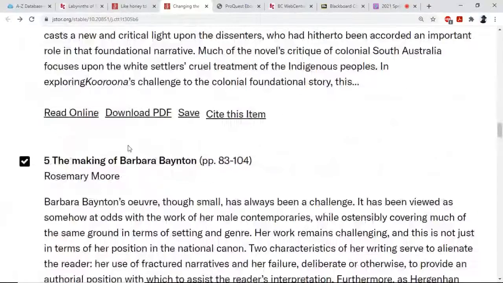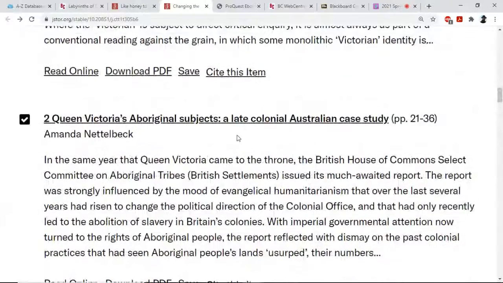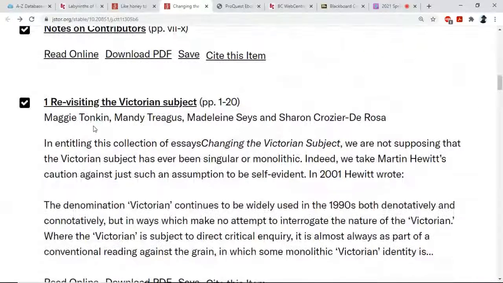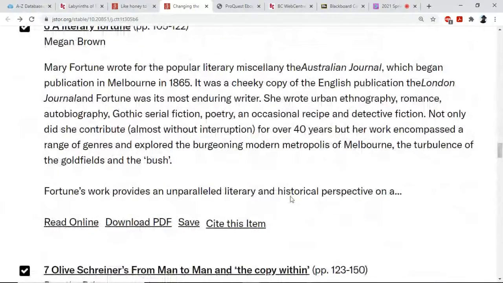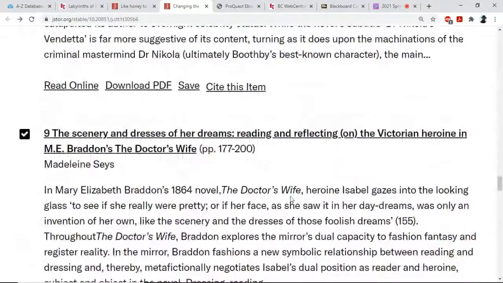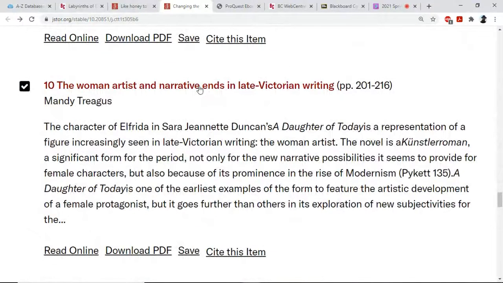So the next step then, if there's no index and it's an anthology like this, so we've already ascertained that Rossetti isn't mentioned in any of the titles, but we had one possibility, right? Which one was it? The Woman and Artist, a Narrative Ends in Late Victorian Writing. This sounds like it might be helpful. We can see the first few lines here, the character of Elfrida. So it's talking about Sarah Jeanette Duncan's The Daughter of Today. So that's not super helpful right off the bat at this level.